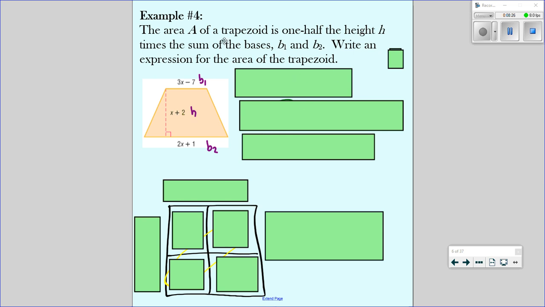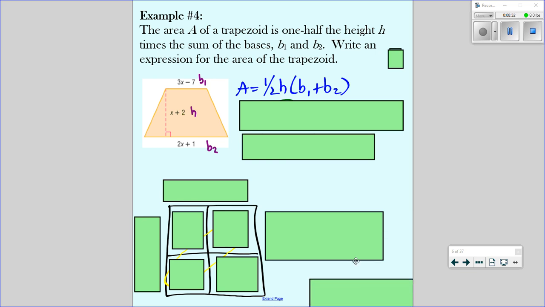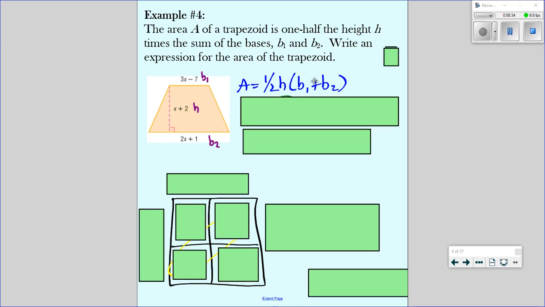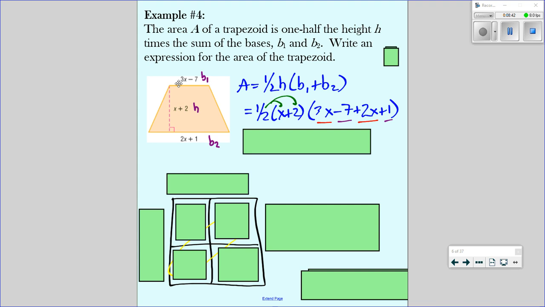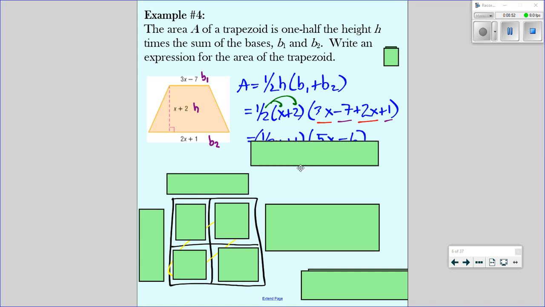I already told you what the area of a trapezoid is. 1/2 the height times the sum of the bases. So half height times b1 plus b2. All you have to do is plug in the information they gave you. Where's the height? x plus 2, and the bases, 3x minus 7 plus 2x plus 1. So once you do that, you need to distribute the half for each term. So it'll be a half x, and then that would be 1, because half of 2 is 1. And then you have your two binomials, and this is where you combine the like terms to give you your simplified form.